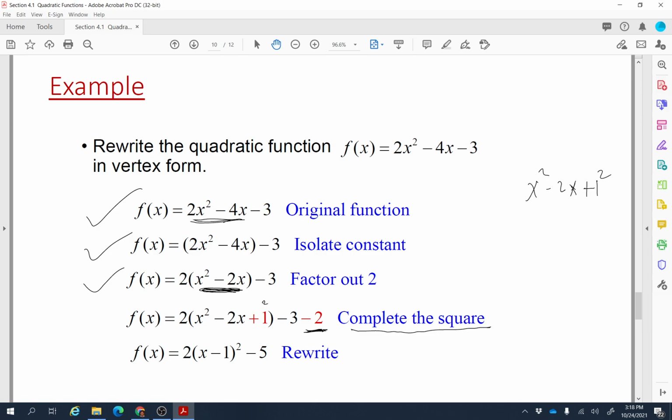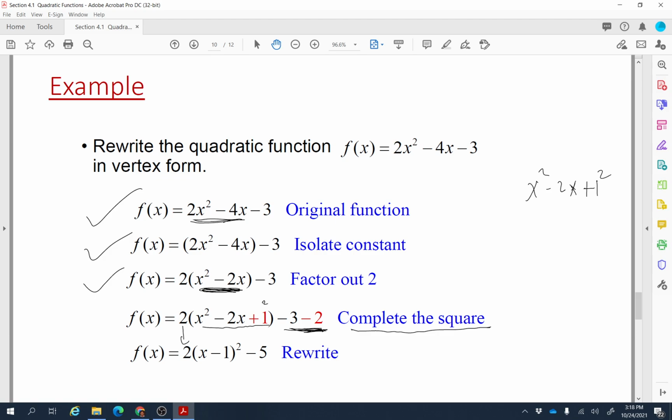By doing that, you can see that I am just copying this 2, and instead of x squared minus 2x plus 1, I can write this as (x minus 1) whole squared. And then for the rest of the constant, this is just negative 5. So this is the vertex form of a quadratic function.